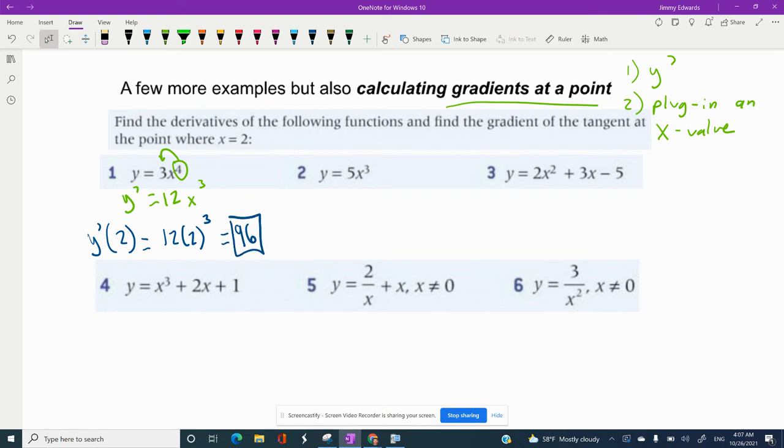That's a really steep line. Think about what a slope of 96 is. Like, y equals 96x is a really, really steep line. But that's the slope of that function at 2. Okay. The next one, number 2, y prime is 15x squared. And then if we plug in 2 to this, y prime of 2 is 15 times 2 squared, which is 15 times 4, which is 60.